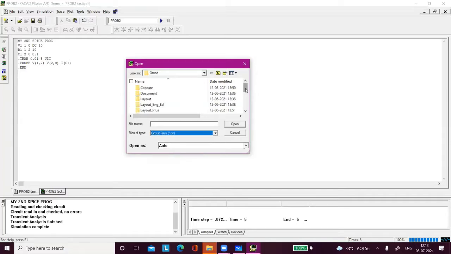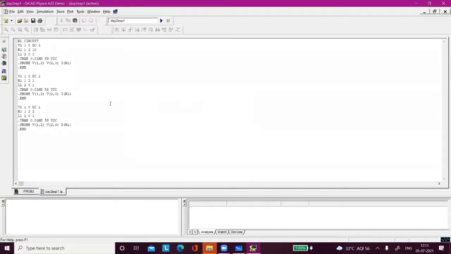Say for example here, the circuit file, day 2 experiment 1. Look here, R and L. What will be the time constant? 1 by 10, that is 0.1 second. The time constant will be 0.1 second.